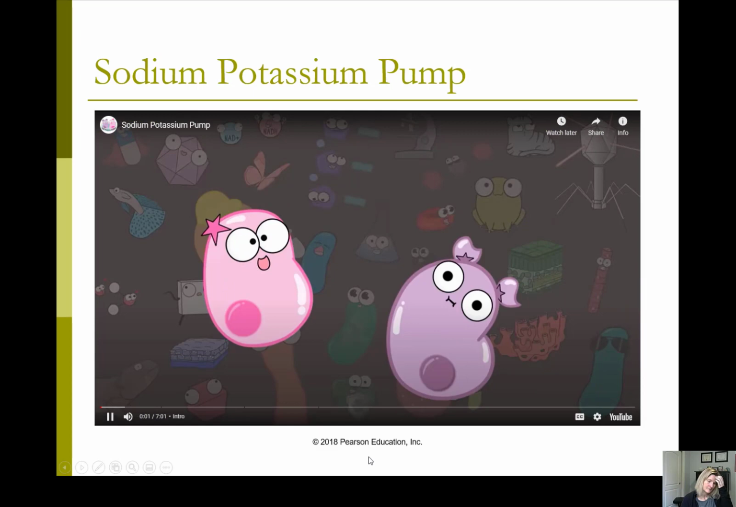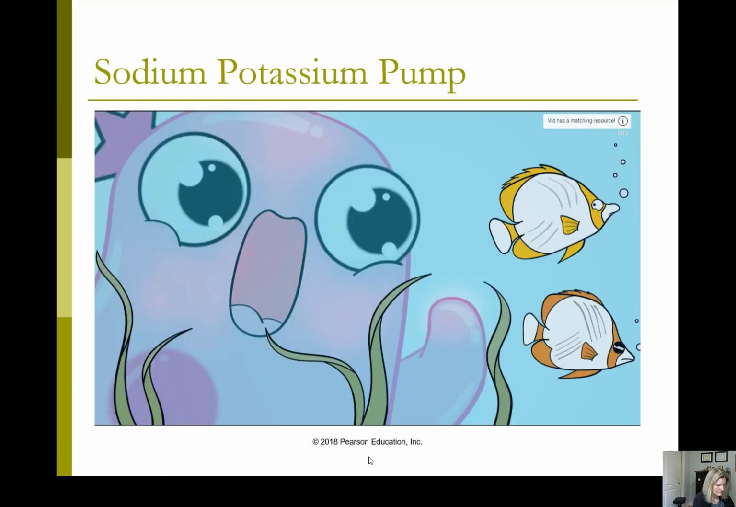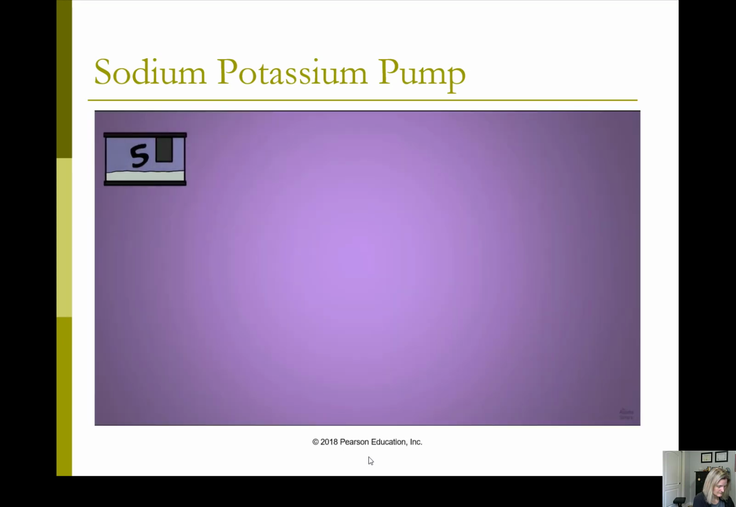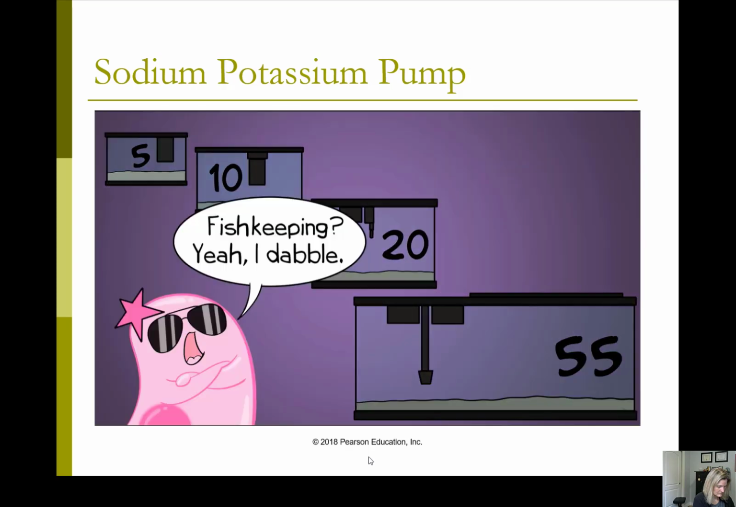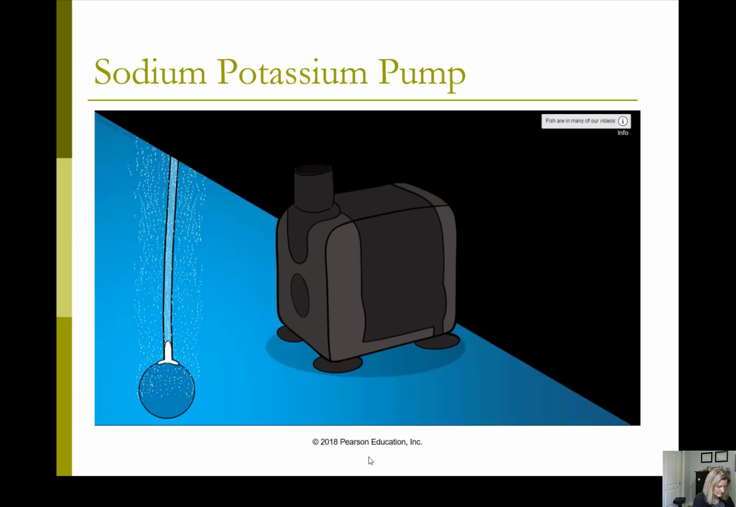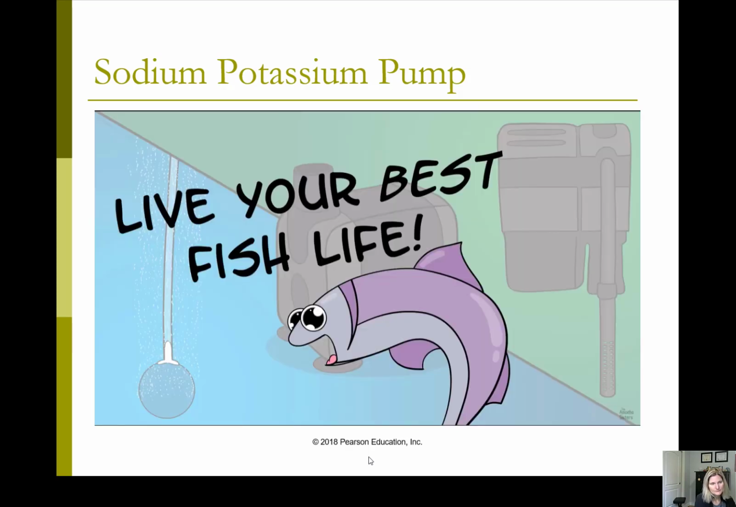I've always been into fish. And if you're into fish, you're also going to be into fish tanks because you have to house your fish. 5-gallon, 10-gallon, 20-gallon, 55-gallon. These are all tanks I've owned. And with all these tanks, I've had pumps. Pumps are important because whether they are helping to aerate the water or bring water through a filter, they help your fish live their best fish life.